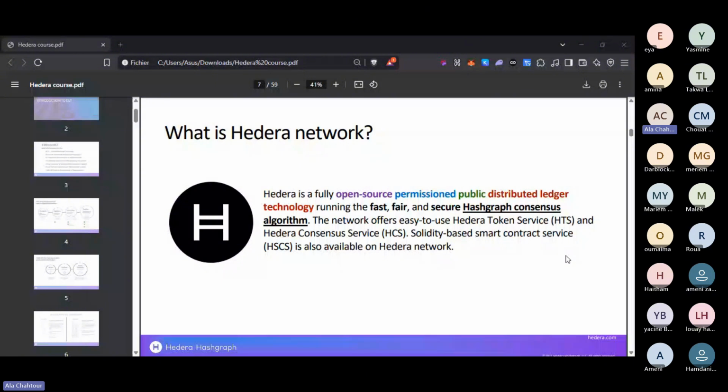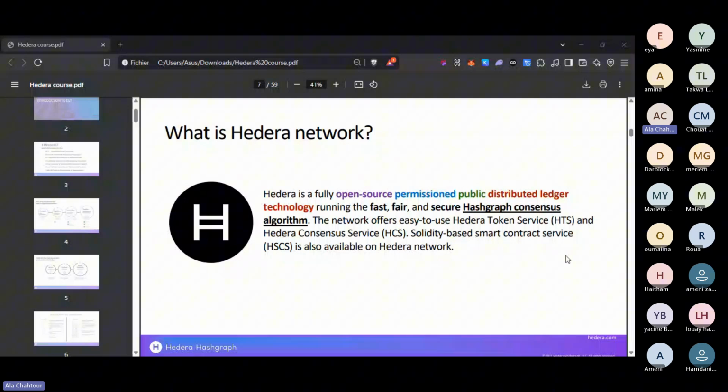Fungible tokens, we can say, are like money, like cash. For example, when I give you $10 or $100, and you give me another $100 paper, technically there is no difference because we exchange the same value between us. So this is an example of a fungible token.